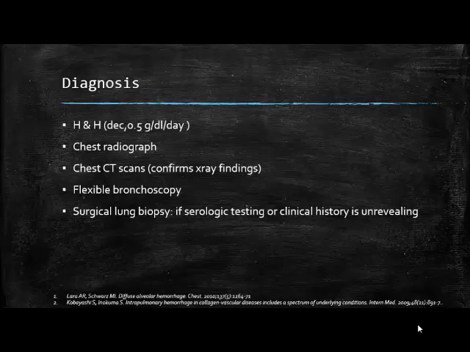Those patients present anemic, and they have a drop in their hemoglobin of around 0.5 grams per deciliter per day. They have chest X-ray findings that I'll be talking about a little bit later, as well as chest CT scan ground glass opacities that confirm X-ray findings. Bronchoscopy is important in this population and it's required for the diagnosis, as well as important in order to rule out infection. And surgical lung biopsy is only done if serological testing or the clinical history is not revealing.